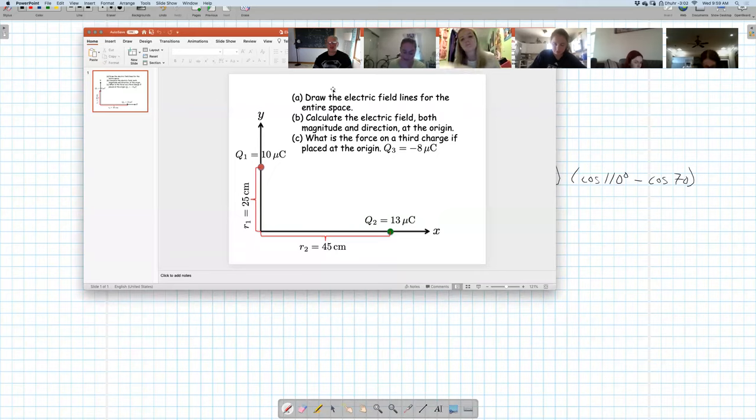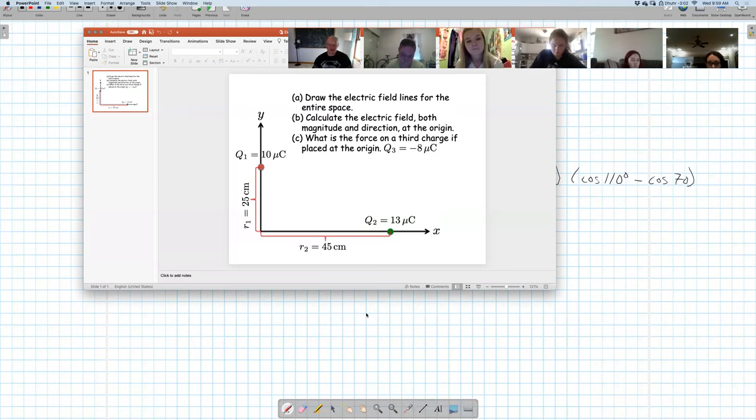So the first thing it wants you to do is draw the electric field in the entire space. So basically try to figure out, okay, what does the electric field look like? So this is what we did yesterday. So again, draw lines radiating positively away from each one of these two. Since the electric field lines can't cross each other, these guys are going to diverge away from each other. Okay, so sketch what that electric field looks like.